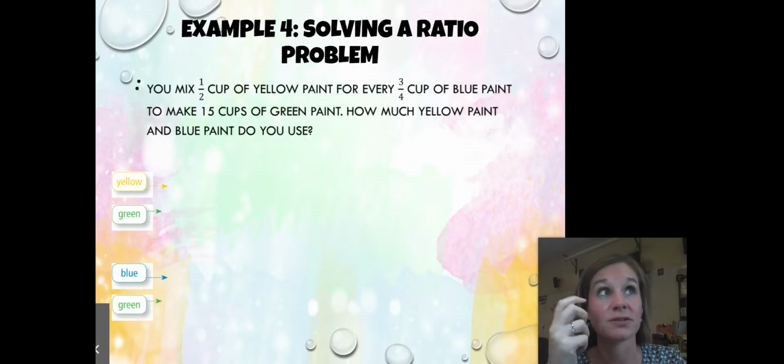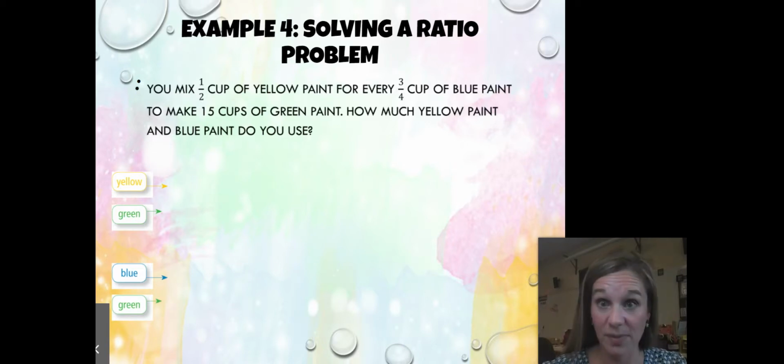There's a few ways to attack this, and you can make a table. But the way that I'm seeing it right now is when I think about adding a half of a cup and 3/4 of a cup, that does not equal 15. So I want to approach it from that angle, and I'm going to start out by adding those together.